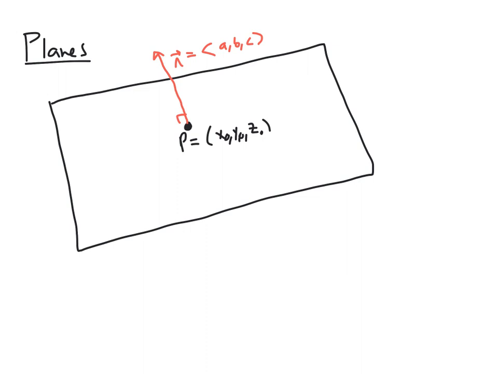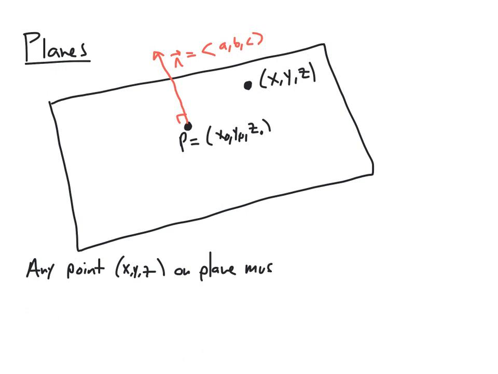Because when I say I want to describe a plane, what that means is I want to describe all the points that live on this plane. And so if I pick another point, let me pick a point over here that's on the plane, and I'll call this point x, y, z. This is just an arbitrary point on my plane. The key here is that any point that I just picked, for example, that one I just drew, so any point x, y, and z on the plane has to have a certain property. So it must satisfy the following.